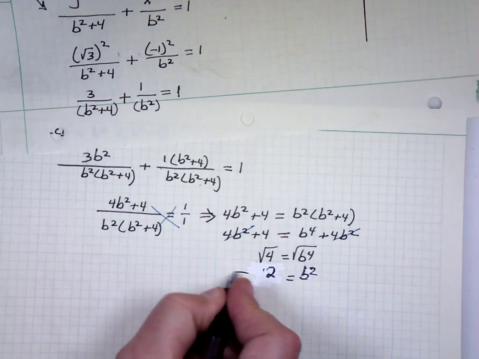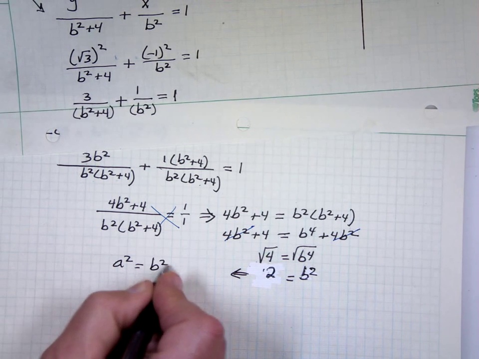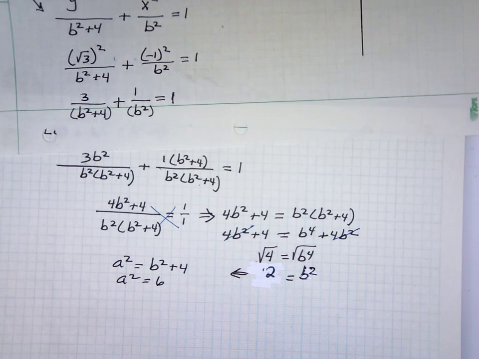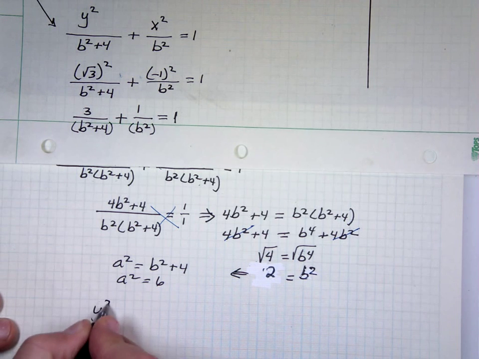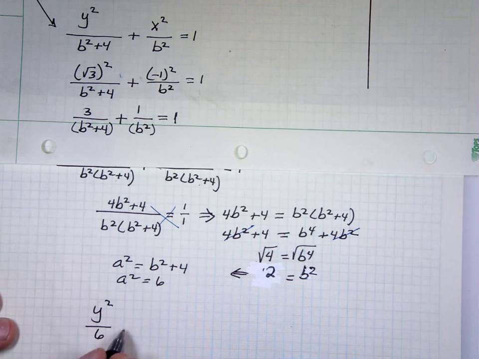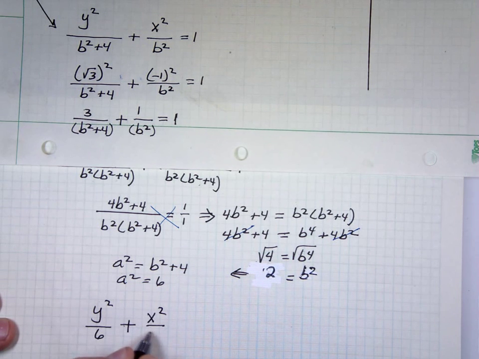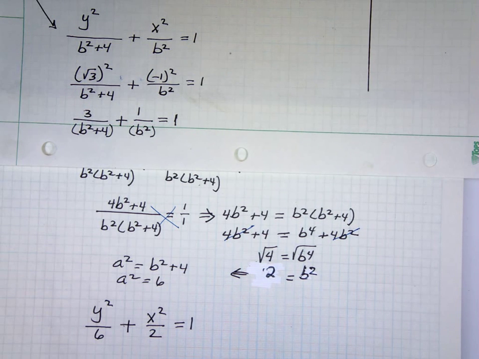A squared, I have it as b squared plus 4. Since b squared is 2, what do you know? That equation is actually y squared over 6 plus x squared over 2 equals 1. If I want to graph that, a squared is 6. What's a?